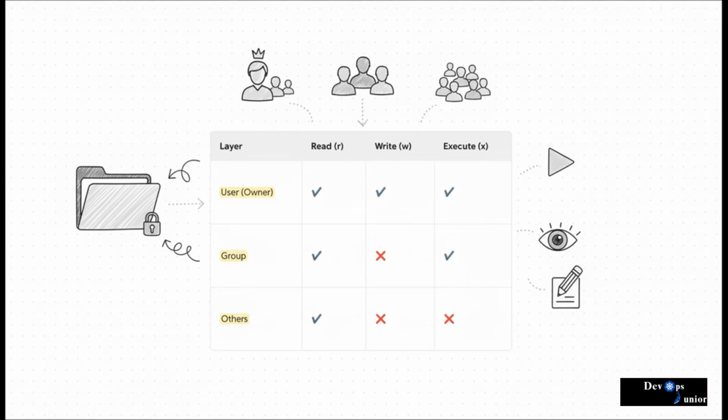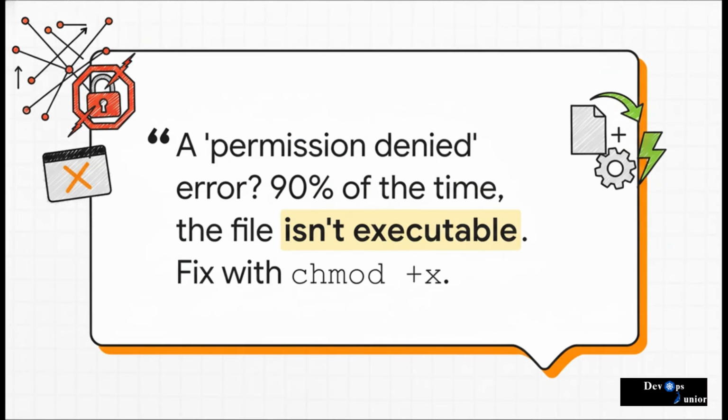You've got three things you can do: read, write, or execute. And you've got three types of users who can do them: the owner of the file, the group the file belongs to, and then, well, everybody else. And the chmod command is your key to controlling this whole matrix.